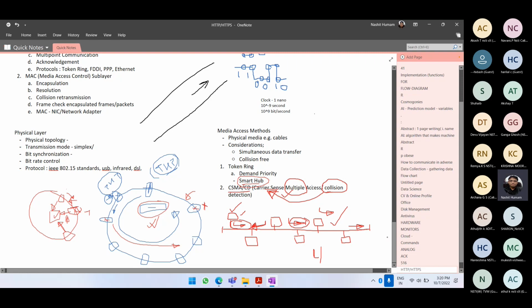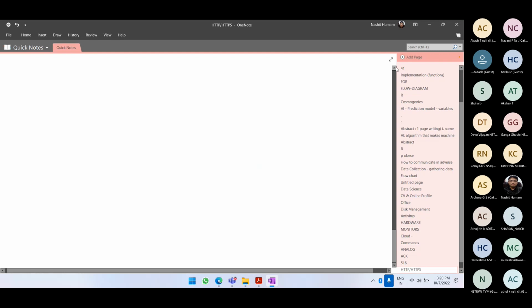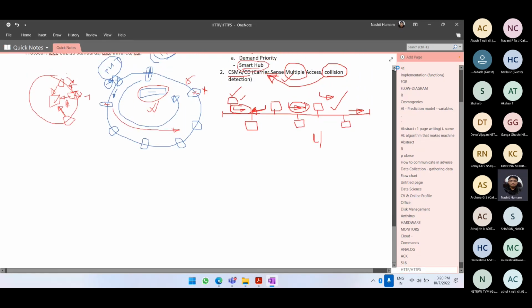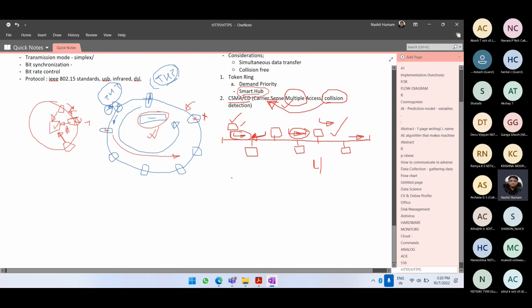The next technology is very similar to my CSMA technology, that is my CSMA CA technology, that stands for Carrier Sense Multiple Access Collision Avoidance.